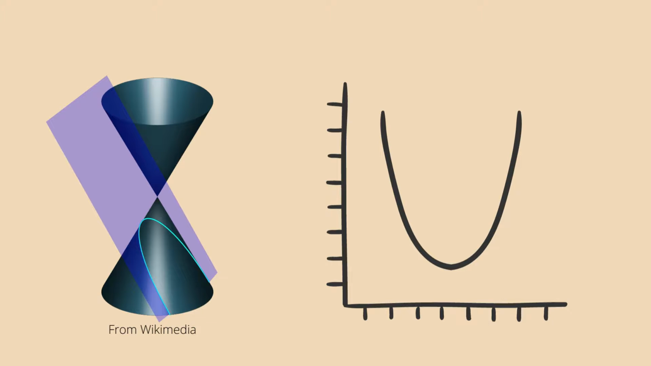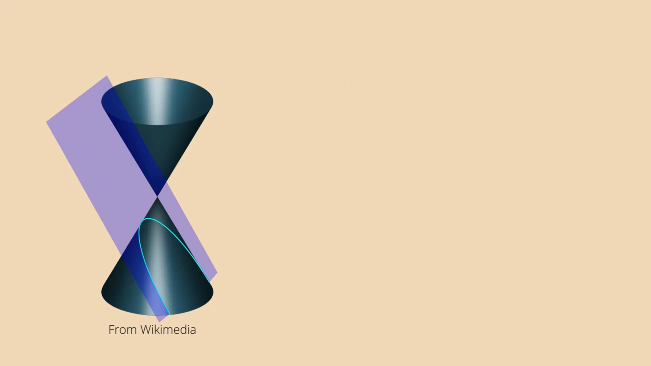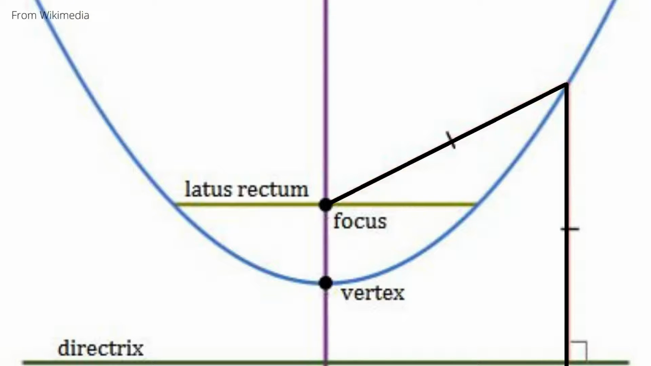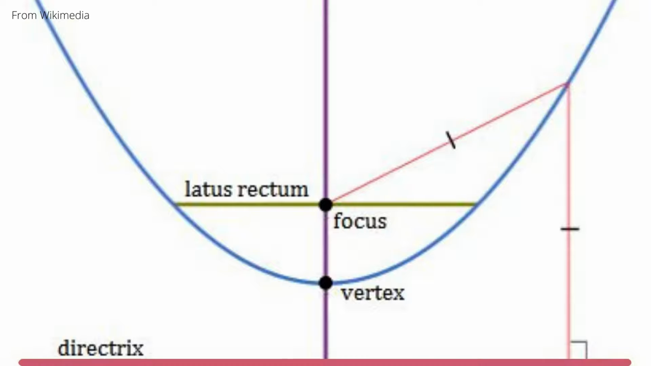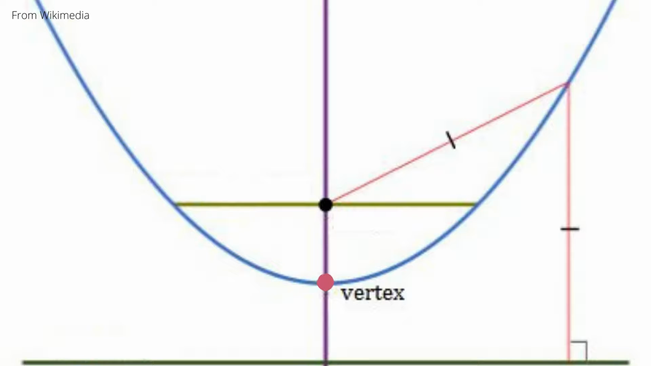A parabola is formed with a set of points in a plane such that the points forming the parabola have the same distance from a fixed point called the focus and a fixed line called the directrix. Aside from the focus and the directrix, there are other parts of a parabola.